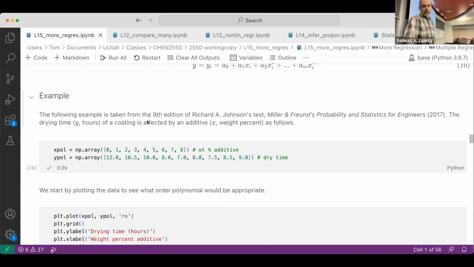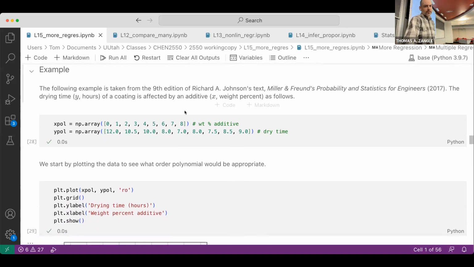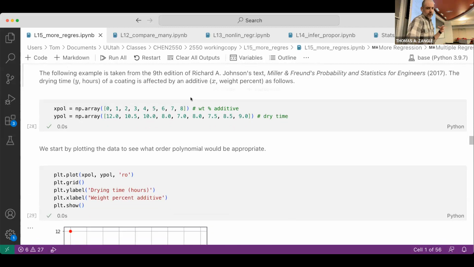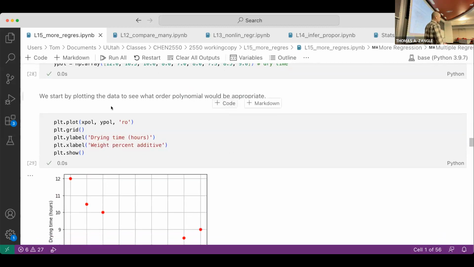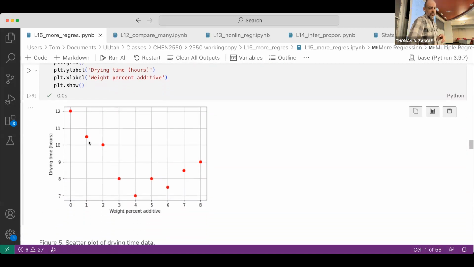So here we have some data looking at drying time as a function of some additive weight percent. We have two arrays of data defined. And if we're going to go down this route, the first thing that we want to do is figure out what order of polynomial we are going to fit. This is basically the decision that we have to make when we're doing polynomial fitting: what order do we use? And so when we plot our data, we see this. So this is clearly not linear.